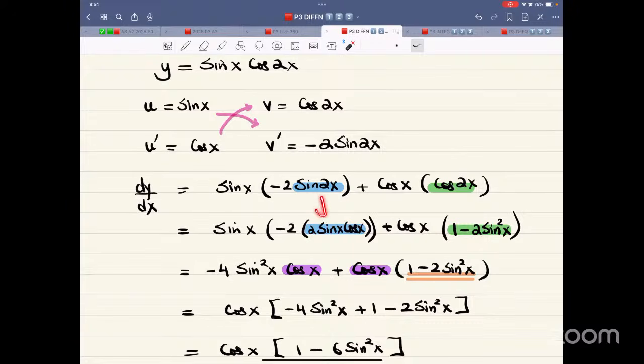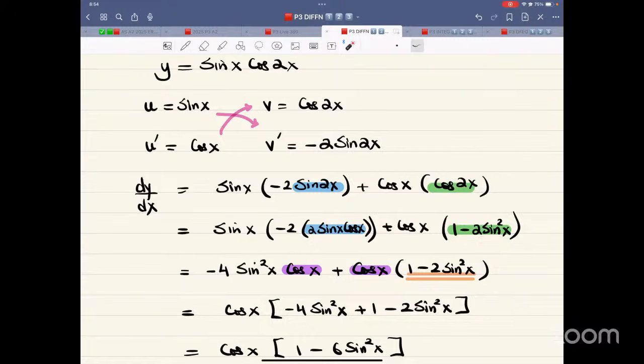Now I'm writing sine 2x as 2 sine x cos x according to the double angle formula. So here the trigonometry part automatically comes in. And cos 2x, I can write in terms of cos, or I can write in terms of sine. I have made a decision that this sine into this sine would be sine squared. That is the reason I chose this one.